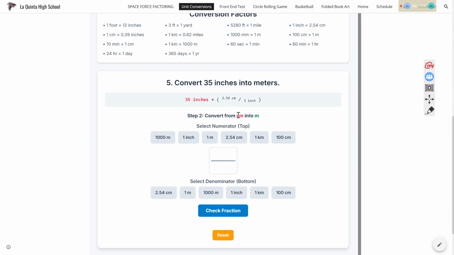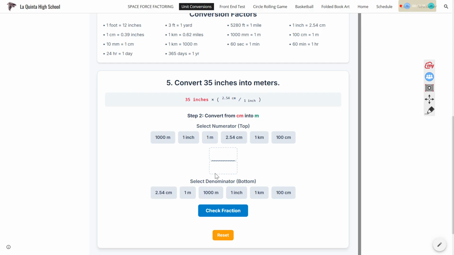Now we want to go from centimeters into meters. So I find my relationship between centimeters and meters. Do you guys see that here anywhere? Okay. If you guys have your packet, you should be able to look through those, but there's some numbers up here too. So you have 100 centimeters equals 1 meter.